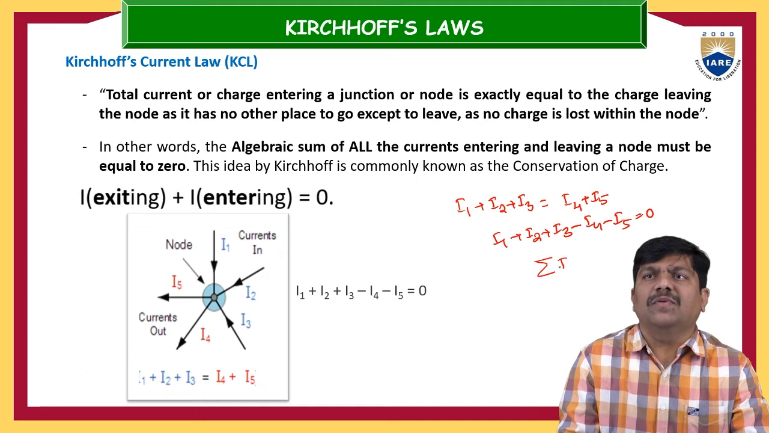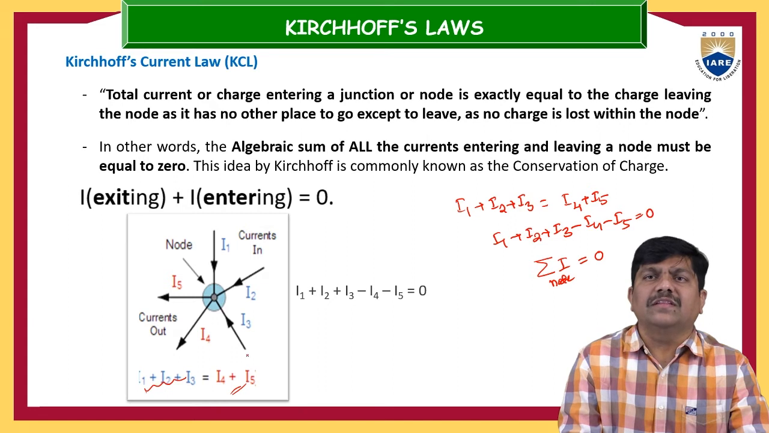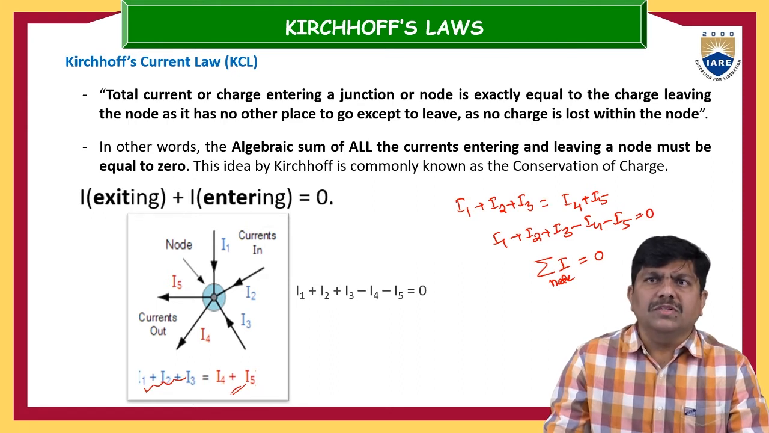Now, this is nothing but the summation of currents at a particular node, which is equal to 0. So, this is nothing but the conservation of charge. The leaving currents here were clearly represented with red color. I4 plus I5 is nothing but I1 plus I2 plus I3. These 3 currents are the incoming currents, and I4 plus I5 are the outgoing currents. So, this is Kirchhoff current law; once again I am repeating, the algebraic sum of all the currents entering and leaving at a node must be equal to 0.